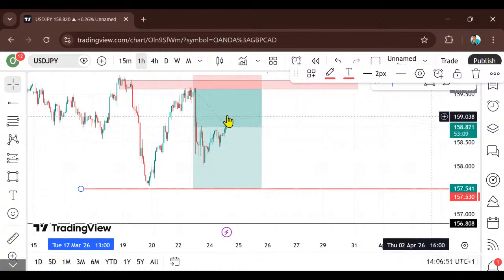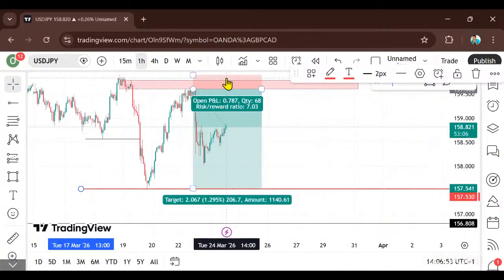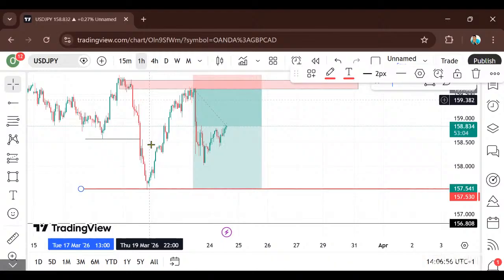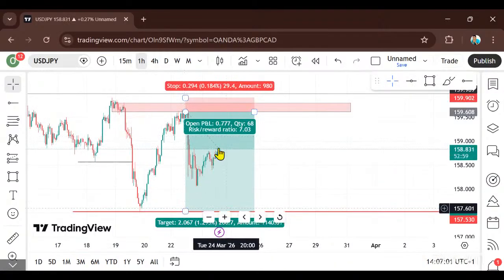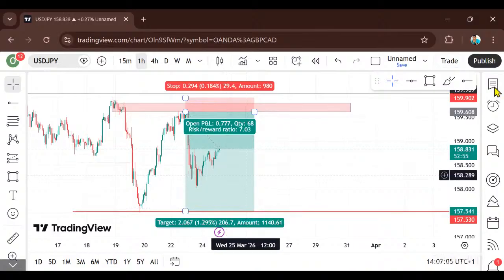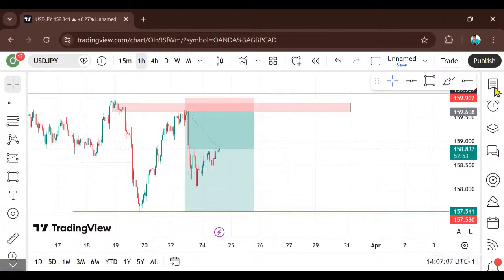But if eventually we come up and break this high, then maybe we will go higher. But for now, this is what I'm actually looking at. Regardless of what the market is doing, I am expecting it to obviously come below. So the last pair on my list is XAU USD.